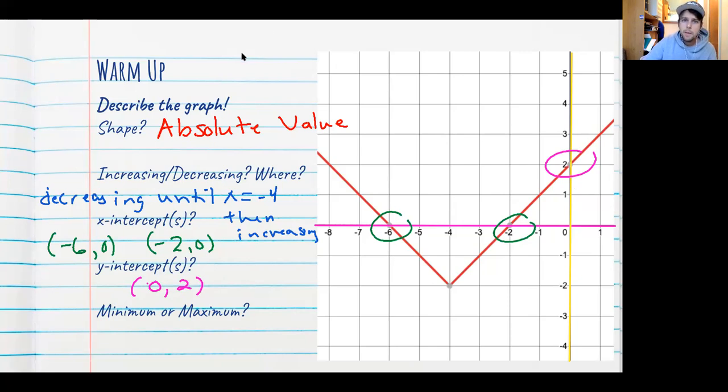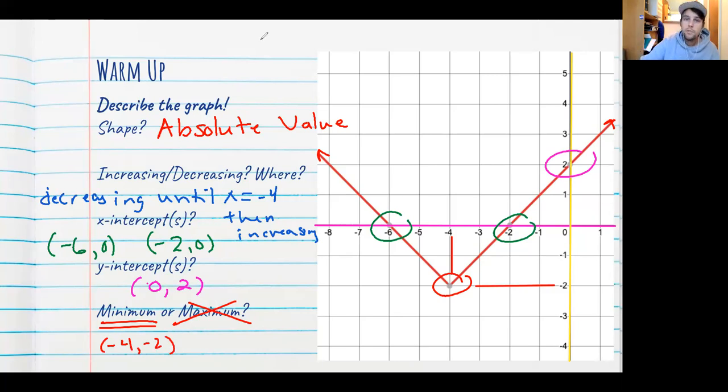And then do we have a minimum or a maximum or neither? In this case, we have a minimum point. We have a lowest point. We do not have a highest point because we have to assume that this graph keeps going up forever on both sides here, so there will not be a highest. The coordinates of this minimum have an x-coordinate of -4 and a y-coordinate of -2. So we have a minimum, no maximum, at -4, -2.